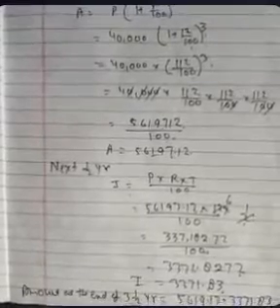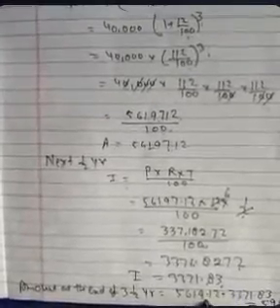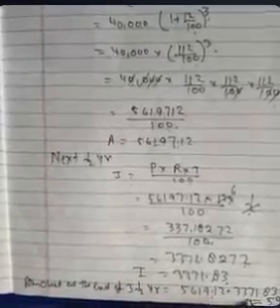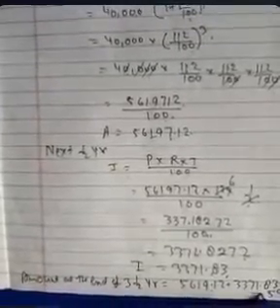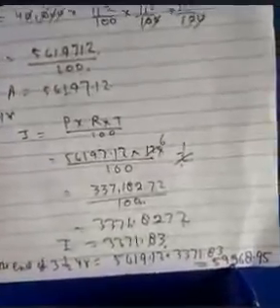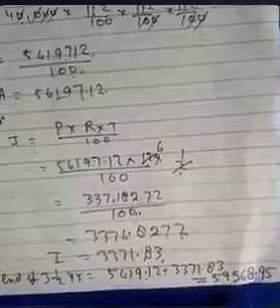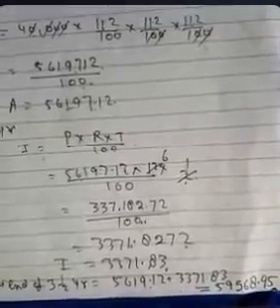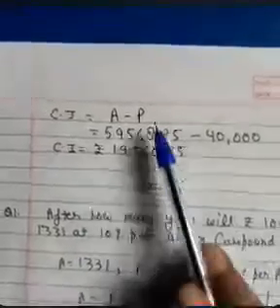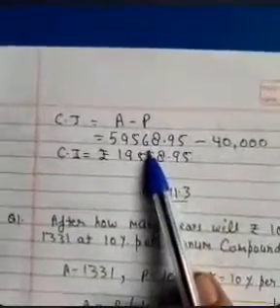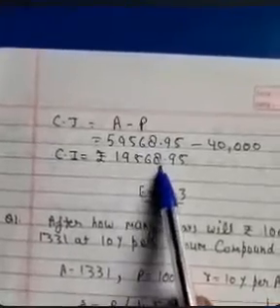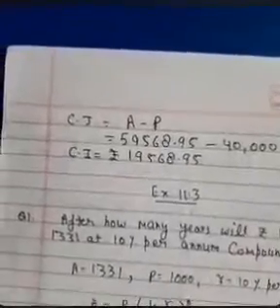Now the amount at the end of 3.5 years is 56,197 rupees 12 paisa plus 3,371 rupees 83 paisa. Now the answer is 59,568 rupees 95 paisa. Compound interest is equal to amount minus principal. Now the answer comes to 19,568 rupees 95 paisa.